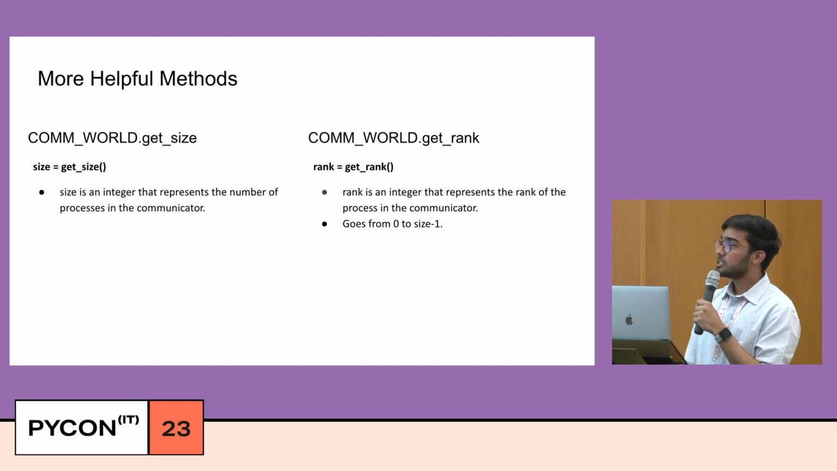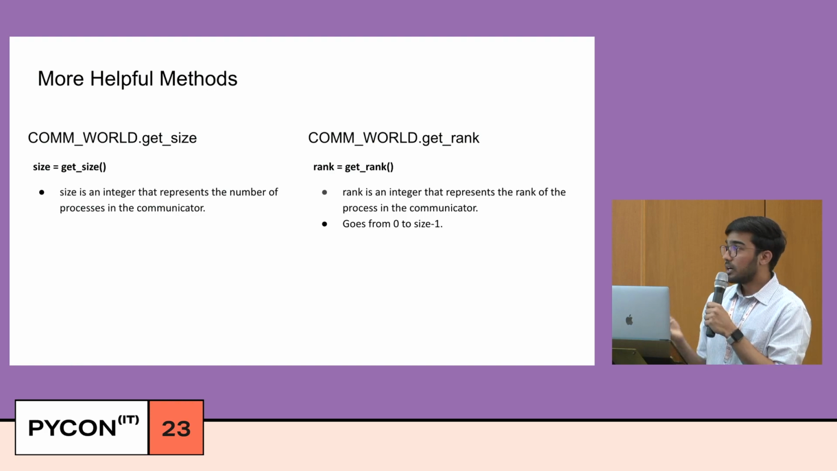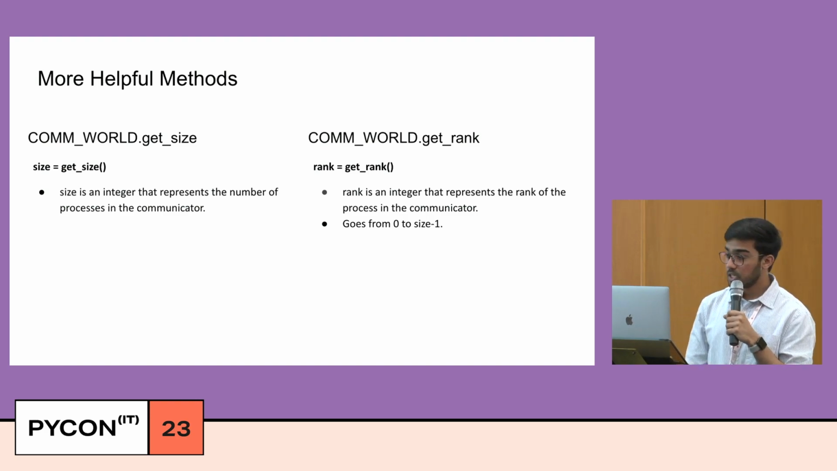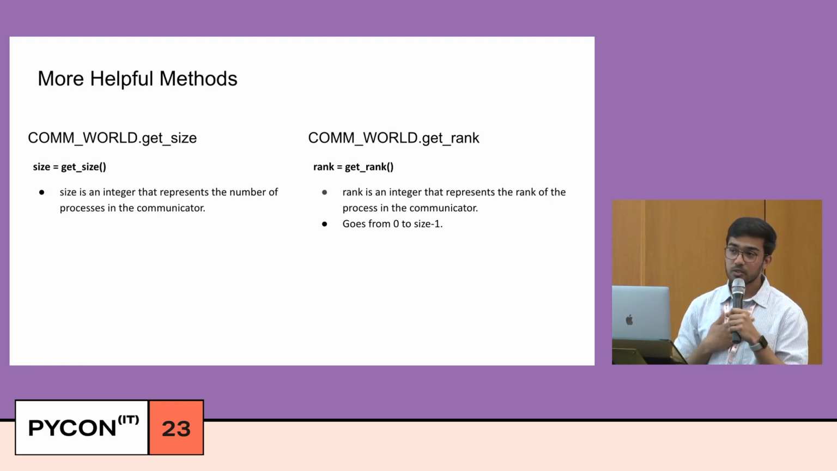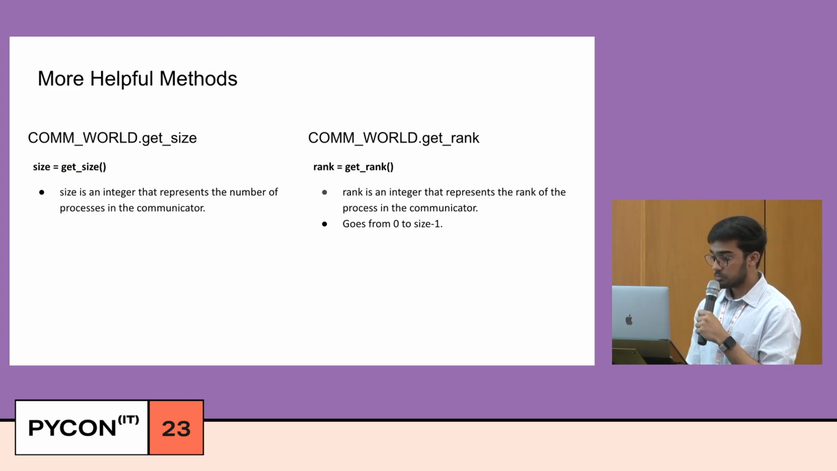Some more helpful methods, as Sarthika mentioned, are size and rank. In almost all MPI programs, you would need to know how many processes there are in my pool. So you use the get size method. You also need the get rank method. If there are 5 processes, I need to know what job I need to do. For that, I need to know what my rank is. Ranks are assigned randomly in the beginning of the program, so I would need to know what rank I have. It goes from 0 to size minus 1.